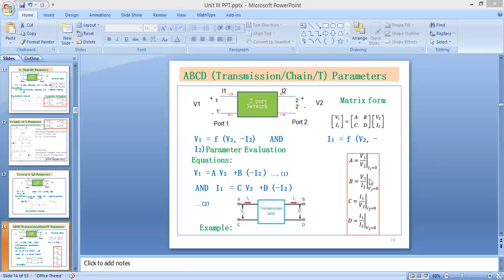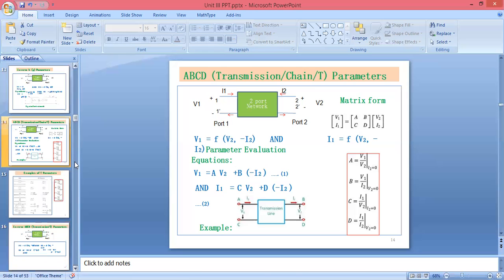Again, if you are considering, firstly you have considered I2 equal to 0. Now if you are considering V2 equal to 0, your equation will become V1 equal to B into I2. So you can convert that equation in the form of B. You are taking here a positive value, तो मैंने minus I2 को यहाँ plus I2 I have written, because you are supposed to calculate the values for the ABCD parameter and you can take this value in the modulus form. So you can take this value as a positive.